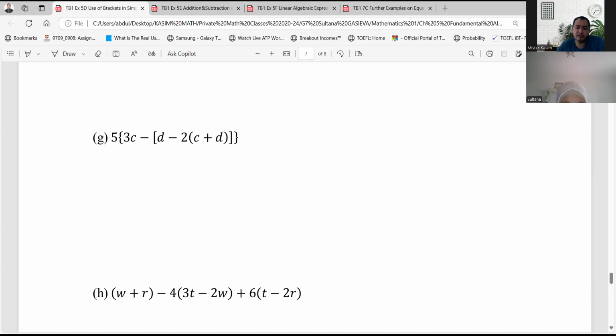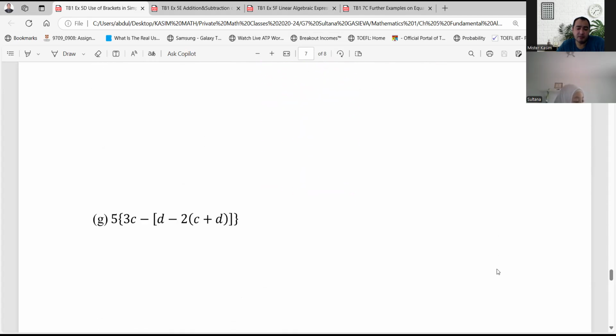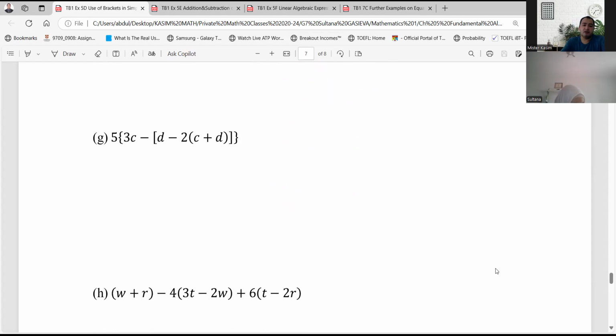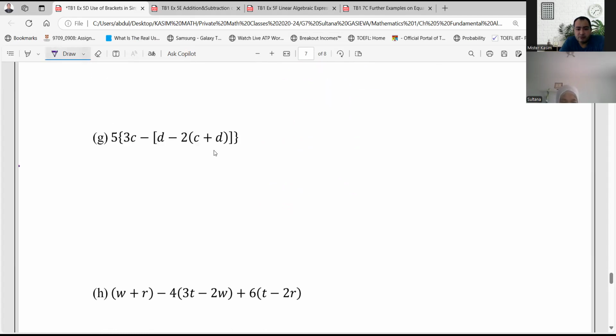What is that? That's A times (B plus C) is equal to A times B plus A times C. Now here, how many pairs of parentheses do we have in question G? Three, right? Three pairs. This is a first pair, and this one is a second pair, and this one is a third pair, right? Yeah.